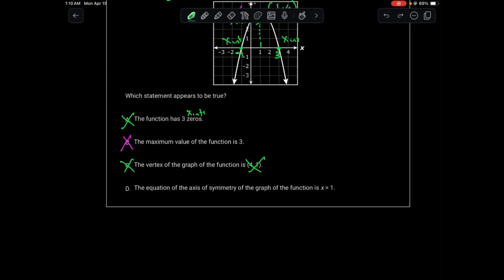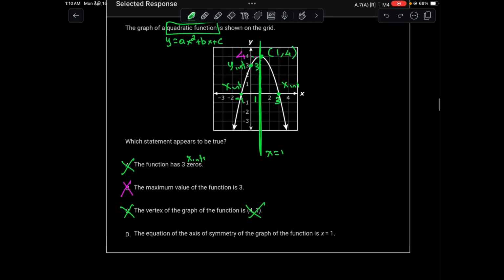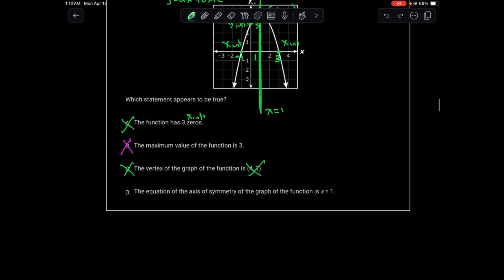Let's see why. The equation of the axis of symmetry of the graph of the function is x equals 1. Yes, the axis of symmetry is a line that goes like in the middle of the parabola or U-shaped curve or the graph of the quadratic, and it goes through 1. So the equation is x equals to 1 because each point of this line has coordinate x equal to 1. So that's what the equation of this line is, and that line is the axis of symmetry. So that's the correct answer. Okay.